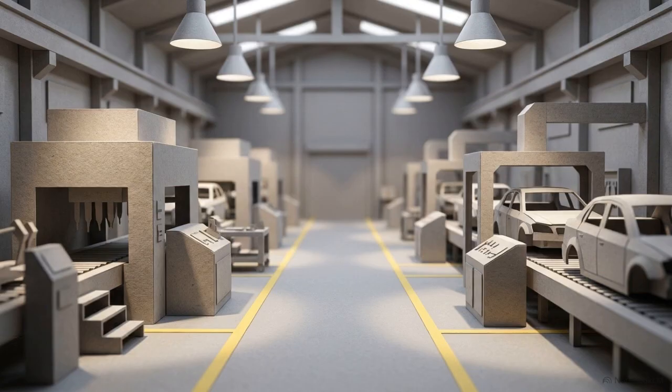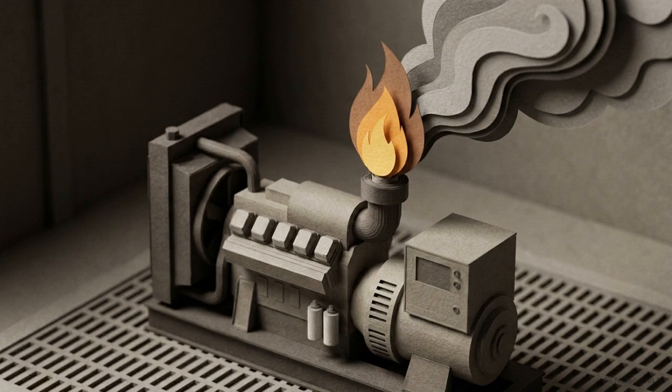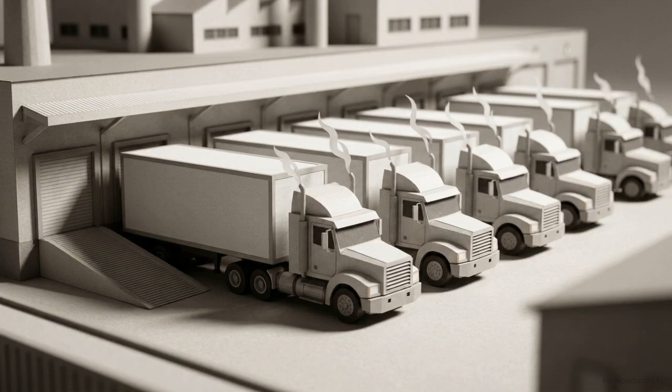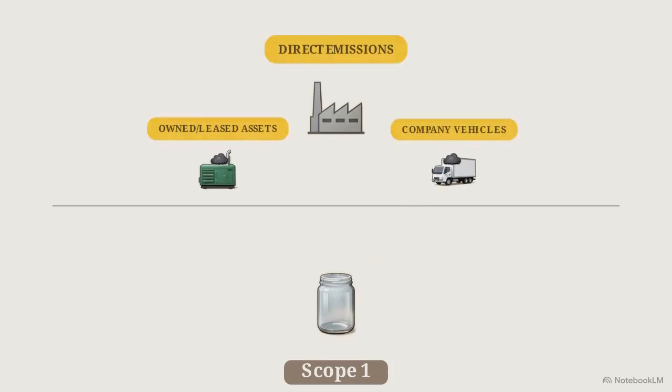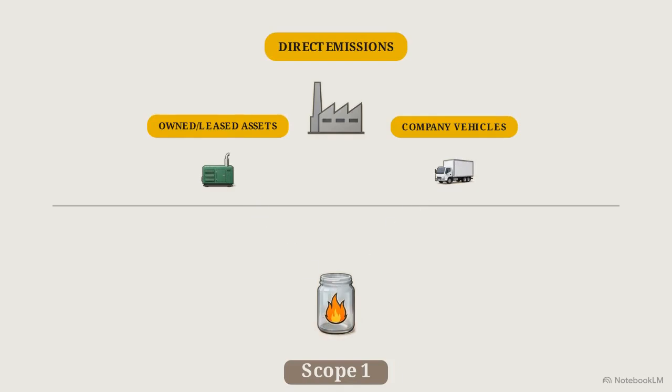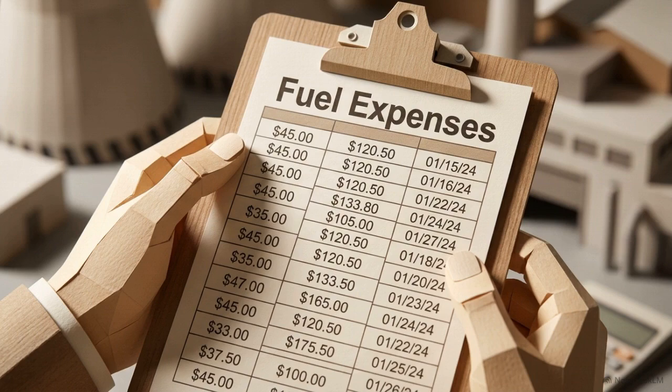Let's step inside the ABC factory. The immediate pollution sources are easy to spot. We have a diesel backup generator humming in the corner, and a fleet of company-owned delivery trucks idling out in the loading yard. In our diagram, these direct sources drop right into the first bucket. These are Scope 1 emissions, pollution from equipment the company owns or operates. The rule is, if you can touch the exhaust pipe or burn the fuel yourself, it's Scope 1. Scope 1 is the easiest category to measure, because the company pays for the fuel directly.